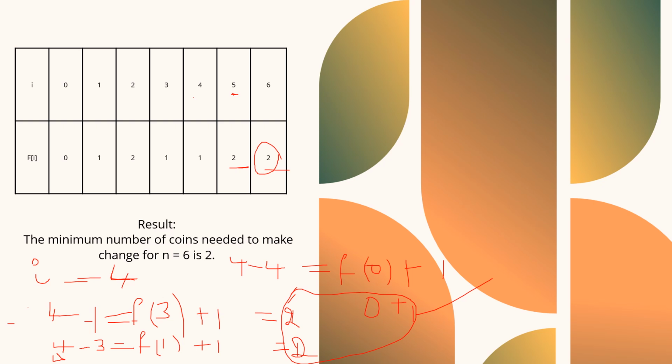Okay. And for change 4, the minimum number of coins required is only 1. And if you want the change for 3, then the minimum number of coins required is only 1, because in the denominations we have 3, we have 4, and also we have 2, like that. Okay. So if I want change for rupees 2, then how many coins do we require? Only 2 coins, that is 1 plus 1. That's it.